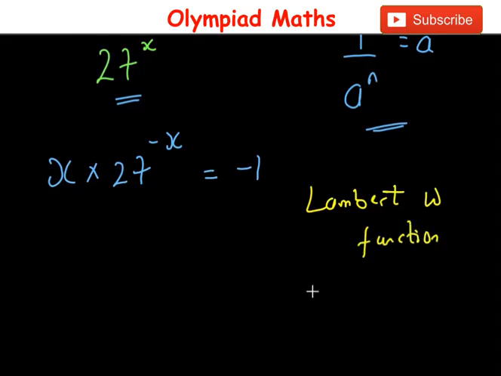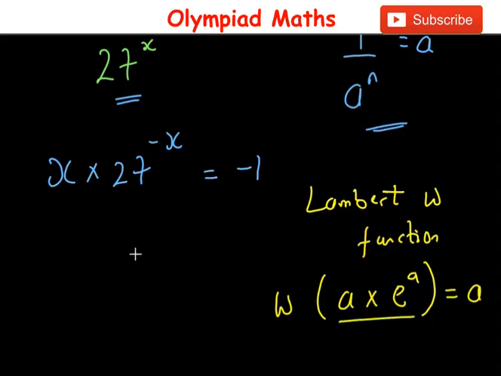So this function works when you have an expression like a times e raised to power a. Once you apply the Lambert W function to this, the value is equal to a. But then to apply this Lambert W function, we have to manipulate this to resemble this expression. So how do we go about it? First, look at the power right here. x right here is not the same thing as the power minus x right here. So we have to make the power equal to each other.